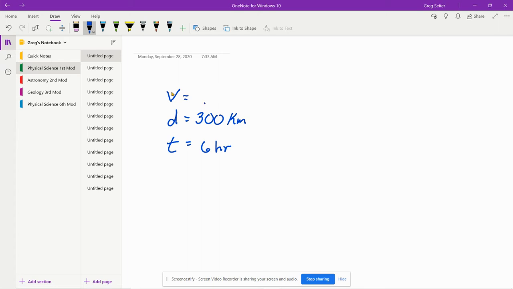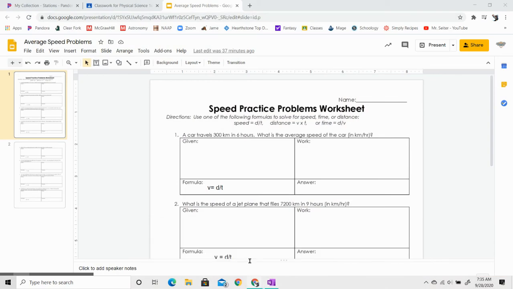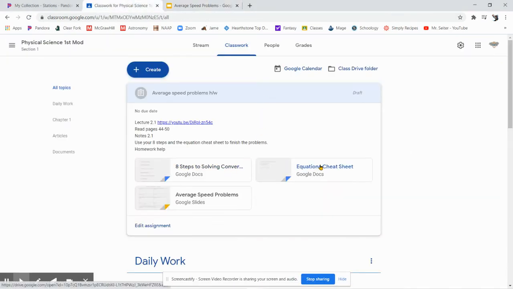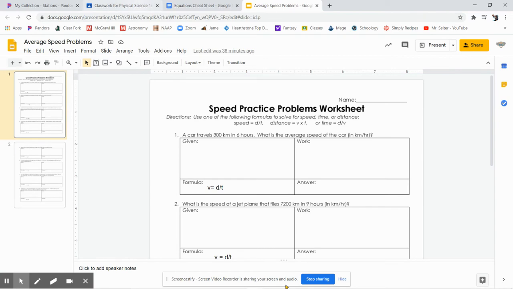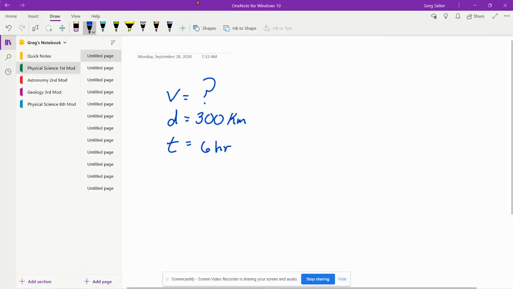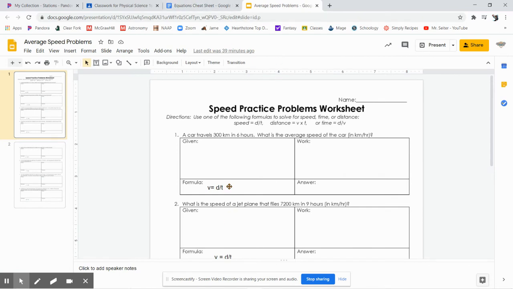Okay, I've written the problem down now. I need to know what my V is. I have no idea what V is. So I've read the problem, I've written it down. Now I'm going to go back and open my equation sheet. I'm trying to figure out V. On my equation sheet, V equals D divided by T. V is speed, D is distance, and T is time. You can see I put the formula down here for you to use.